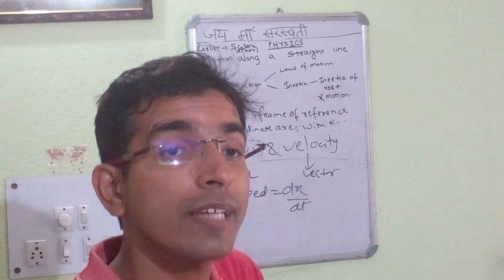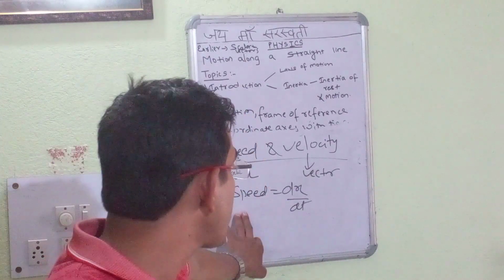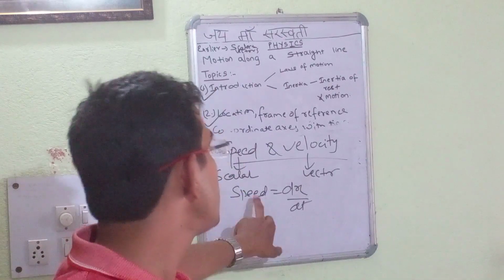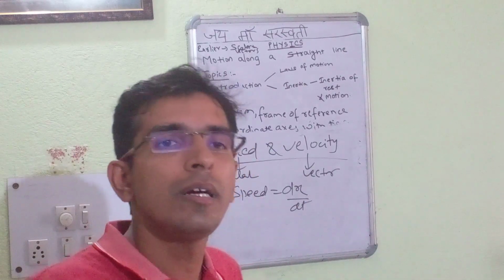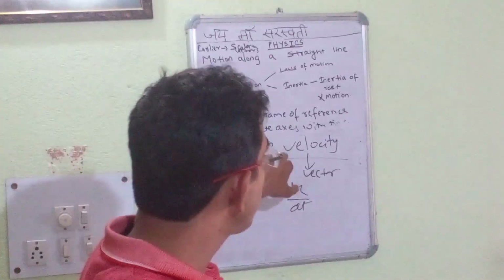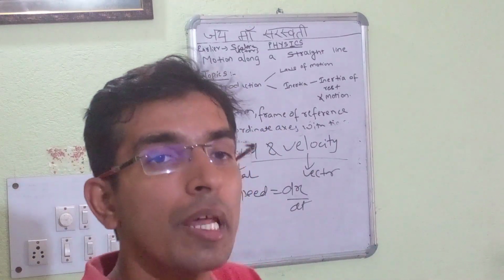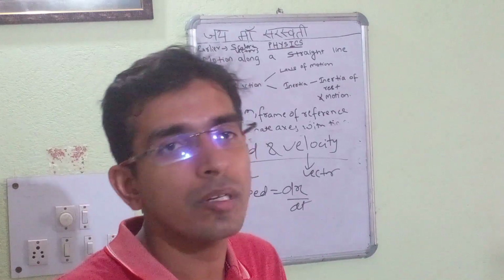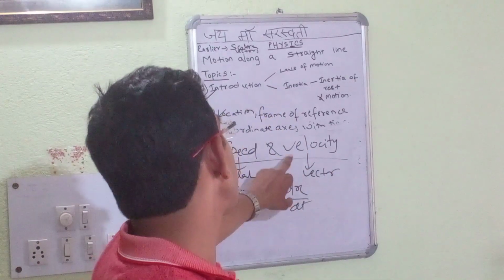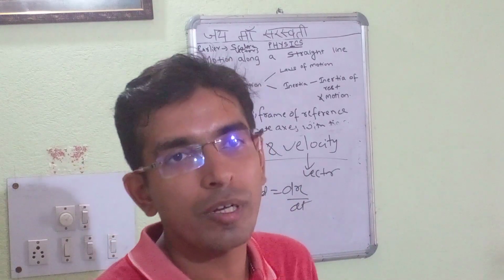Its speed is dx by dt, and it is a scalar quantity. Mathematically stating, speed and velocity will be elaborated in a similar manner, dx by dt, but in velocity we have to take direction also. In which direction the particular object is moving, we have to take into consideration. That is the velocity. Velocity is a vector quantity.